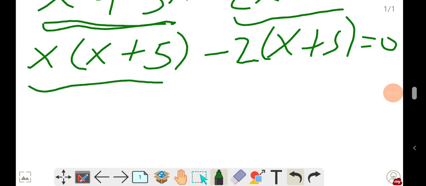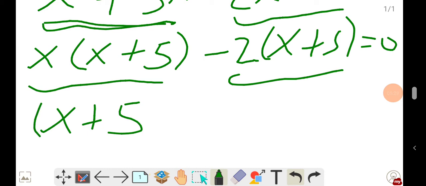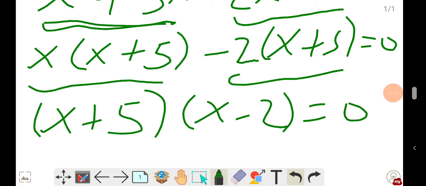Again, what is common for these two expressions? The common is the bracket. X plus 5 is common. Take it out. When you take out x plus 5 as a common, what is left? X minus 2 is left, is equal to 0.